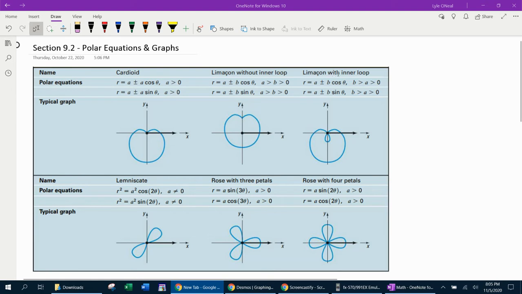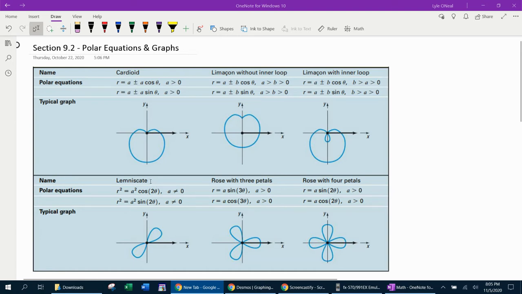Then you have a Limacon with an inner loop. And in this case, it's the same basic formulas as the previous. However, the coefficient of the trig function will be greater than the constant in this case. So an example might be r equals 2 plus 4 cosine theta, where the coefficient, the number attached to the trig function, has to be bigger than the other number.